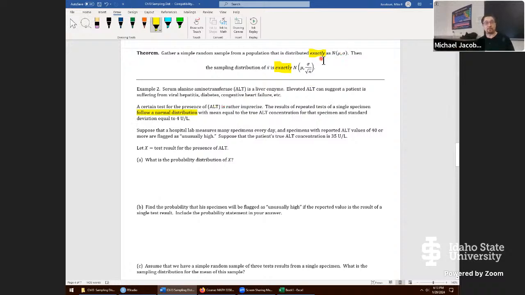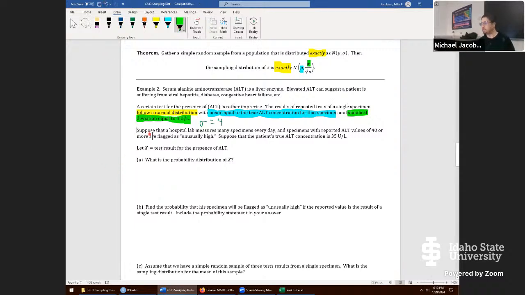There is an exact normal distribution somewhere in this process. The mean is going to be equal to the true ALT concentration for that specimen. Let's just put a pin in this thought. The mean is the true ALT concentration for that specimen, and it would go right there as soon as it's stated. The standard deviation is 4 units per liter. So this will be the value sigma. It goes right up here, and then you divide by the sample size square rooted. So that's where sigma is going to end up.